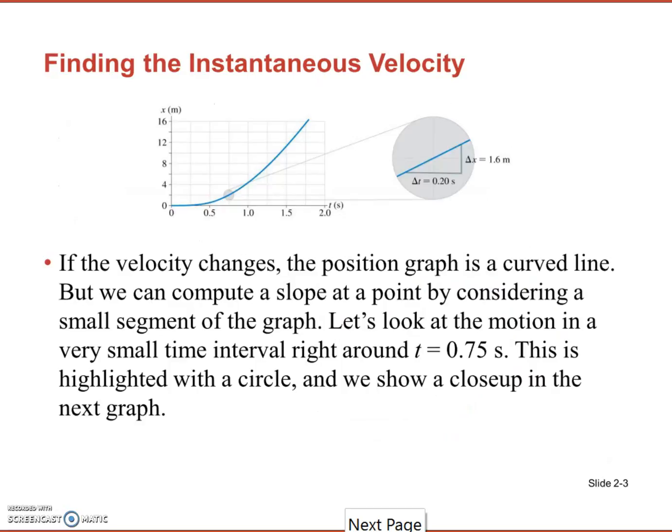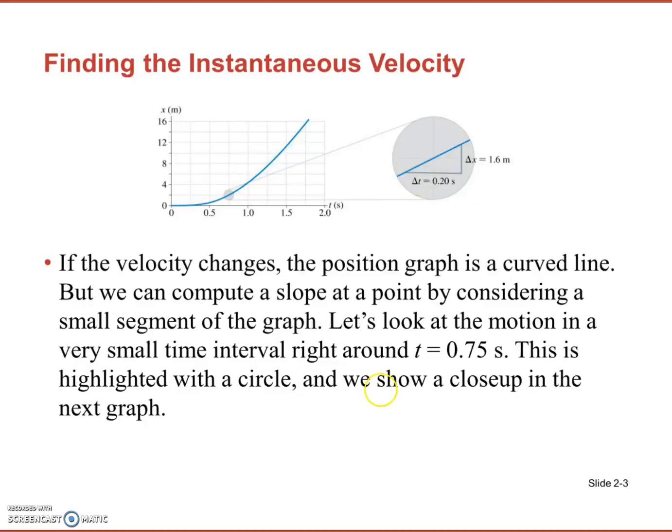Okay, so if we zoom in on the graph at the point 0.75 seconds, we see that it's curved here, but I want to know what the instantaneous velocity is. Well, if I zoom in on this, I see that it really kind of looks like a straight line. And I can approximate a delta x and a delta t for this small portion of the graph.